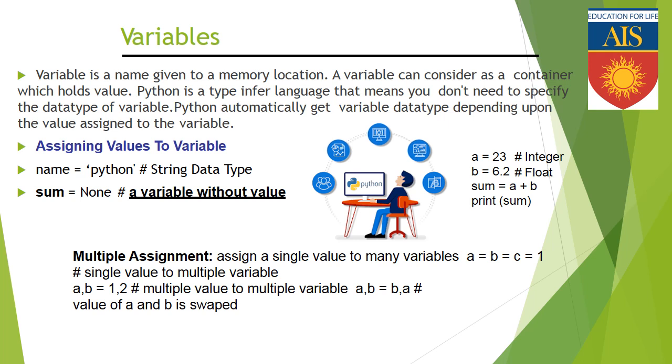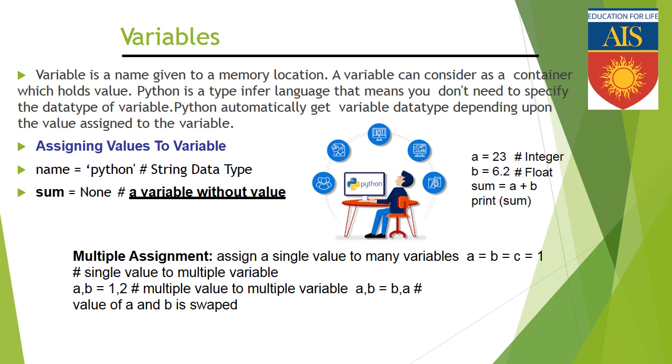Assigning value to a variable: name equal Python, that means we are assigning a string data type. Sum equal none, a variable without a value, that means blank space. See the right hand side: a equals 3, assigning an integer value, b equals 6.2, assigning a float value. Next, sum equal a plus b, that means we are going to add a and b values. Then finally print sum, that means the sum variable will print the result.